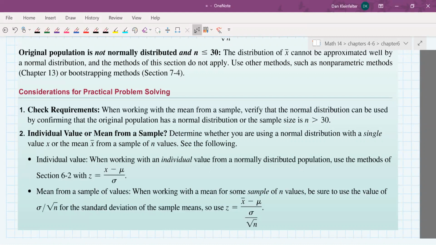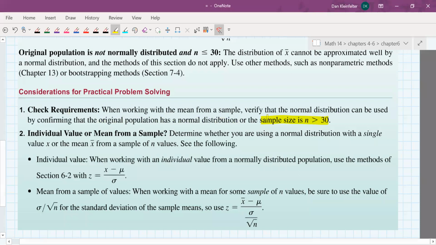Okay. So in order to get started to do problems, we need to check and make sure that our requirements are satisfied. We need to either have that the original population has a normal distribution or the sample size is bigger than 30.